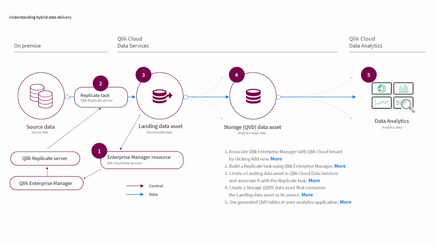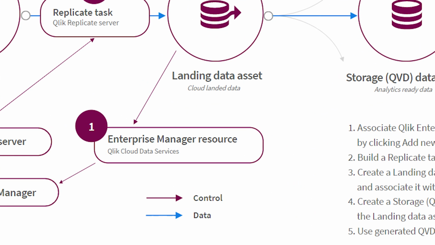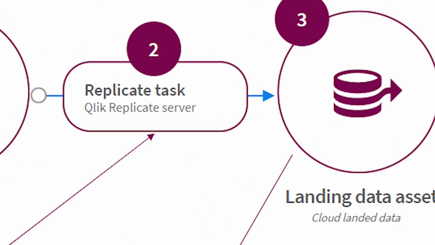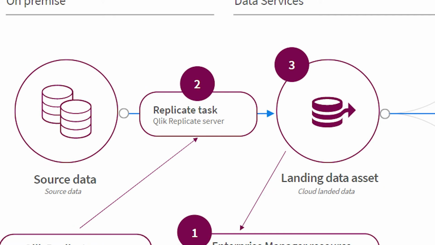Your tenant admin creates a remote enterprise manager resource. The resource can be created in a space where you are granted a can consume role or in the space where you will create your data assets. You create the replication task in Qlik Enterprise Manager. The replication task is configured to continuously copy the on-premises data to an Amazon S3 bucket. This is known as landing data in the diagram.